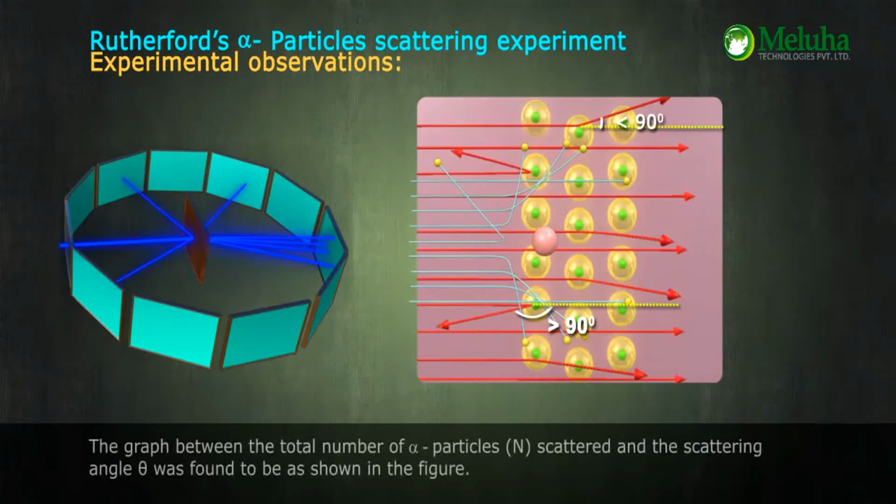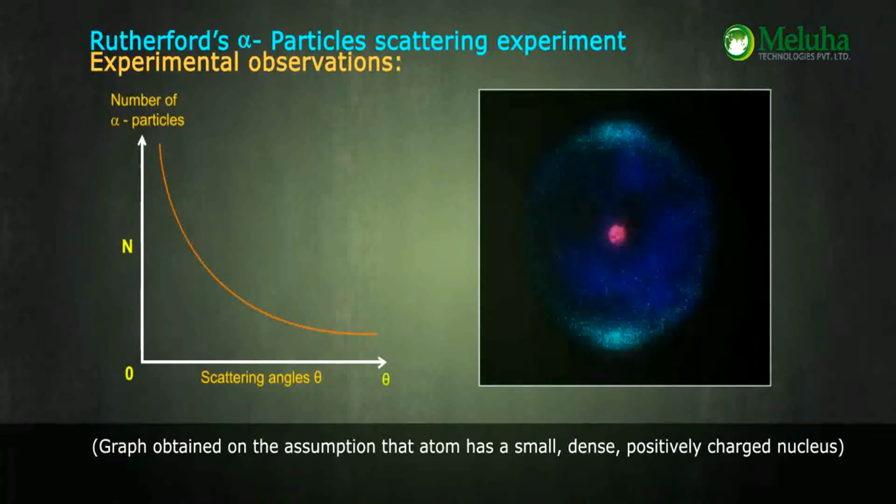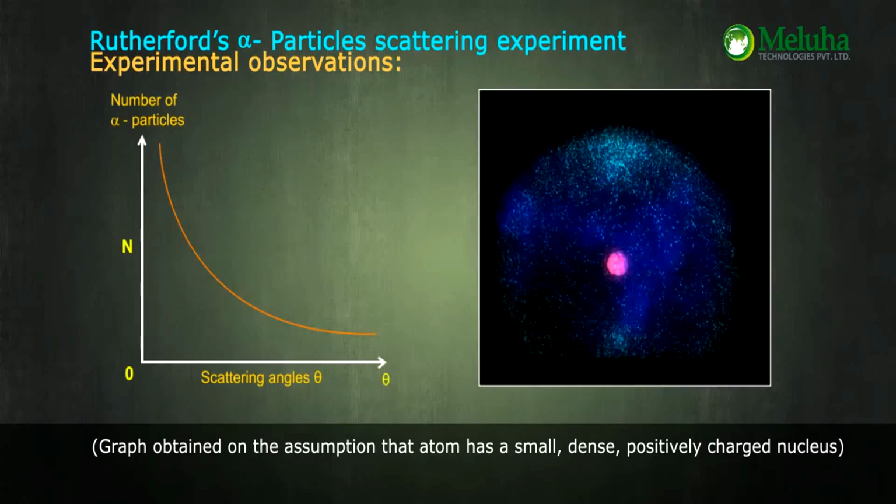The graph between the total number of alpha particles N scattered and the scattering angle theta is shown in the figure. The graph is obtained on the assumption that the atom has a small, dense, positively charged nucleus.